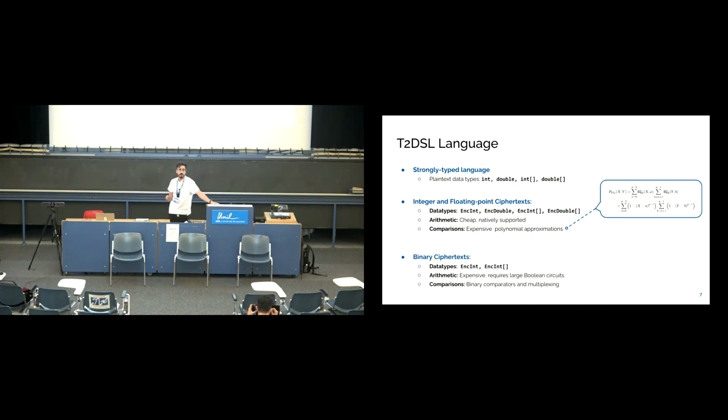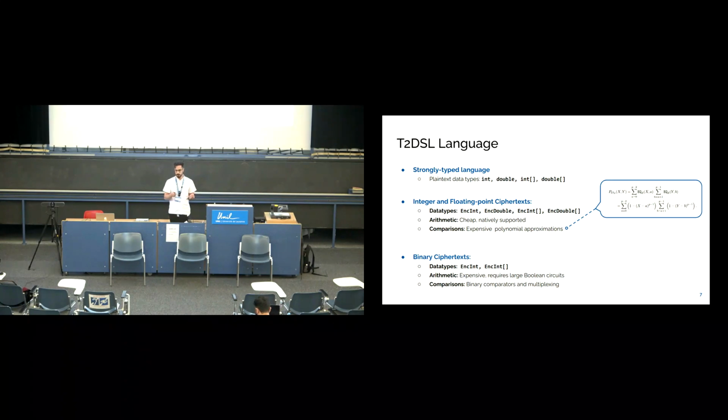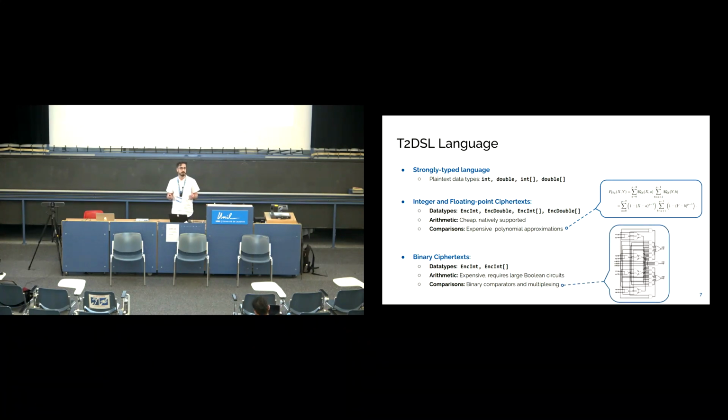Finally, when we have binary ciphertext, we can only use encrypted integers and arrays, and the arithmetic operations now need to be composed as Boolean circuits. For example, in order to do an addition between two ciphertexts, we need to have a binary adder. And finally, for comparisons, we have comparator circuits.